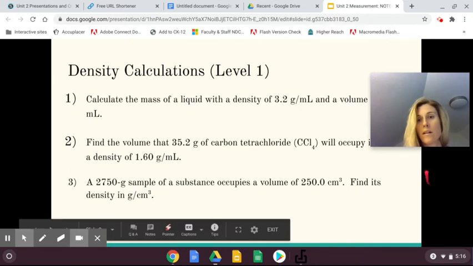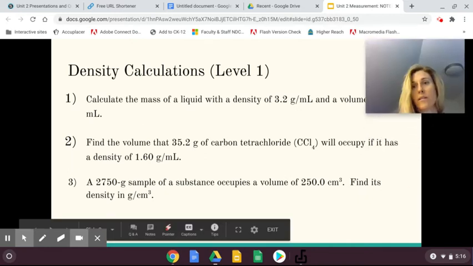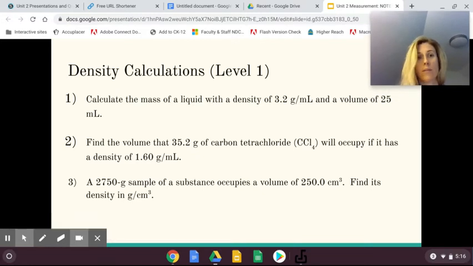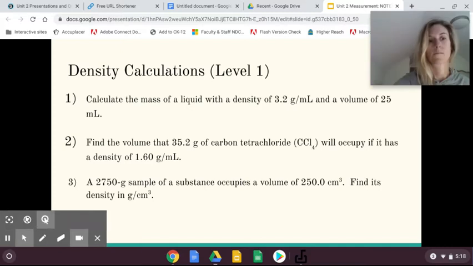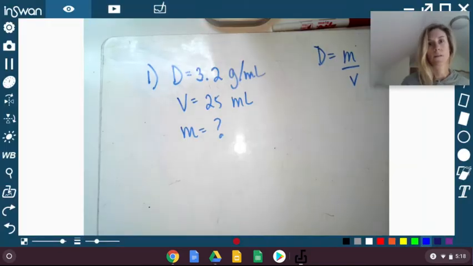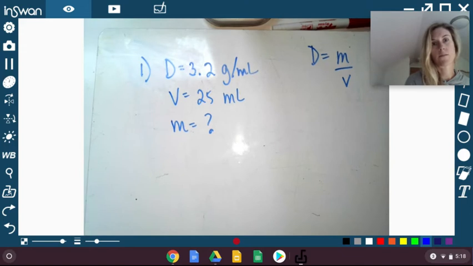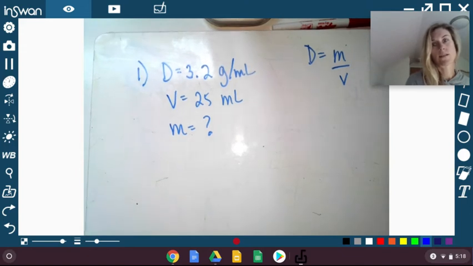All right, I would consider these pretty simple density problems because they're very straightforward. So I will work out these three with you, and you are using D equals M over V. So I will set up my board here. Okay, so here is the setup for number one. We know the density is 3.2 grams per milliliter, and the volume is 25 milliliters. So we're solving for mass.